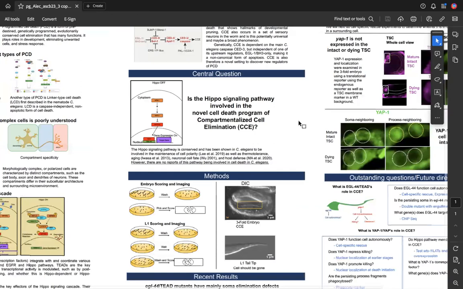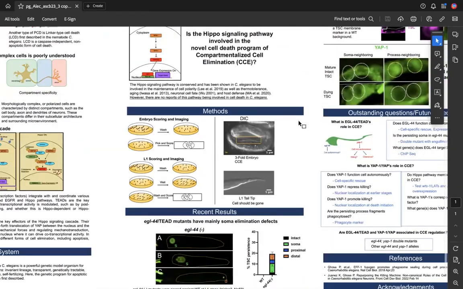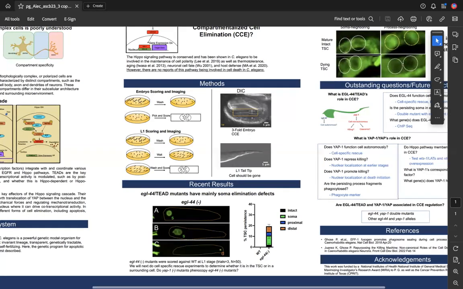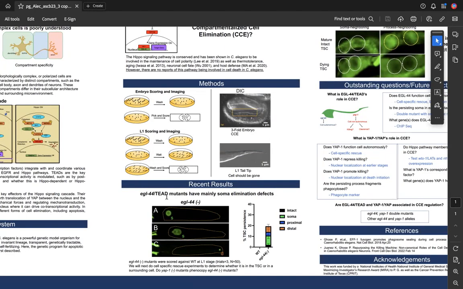So my central question is: is the Hippo pathway involved in our novel program of cell death, CCE? I look at this question in two main ways: looking at the embryo where CCE takes place, and looking at L1s, where the tail spike cell should have already died and been cleared. In AGL44 TEAD mutants, the soma persists after the threefold embryo stage and into the L1 stage, where the tail spike cell should already be dead.